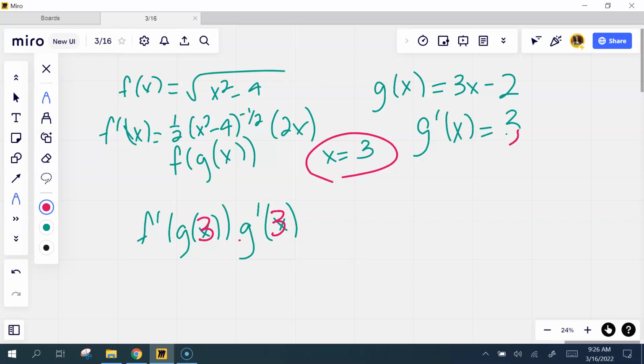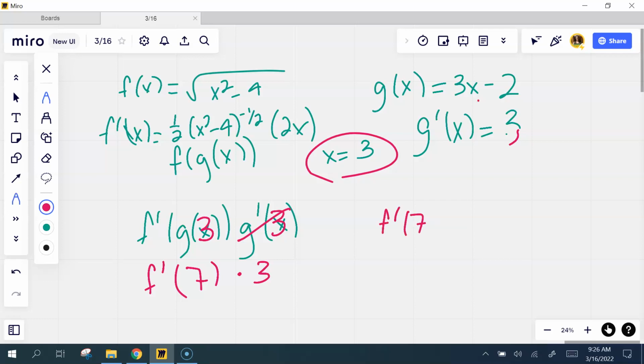And I'm putting in a 3 here and a 3 here because it said at x equals 3. Well, this just becomes 3, right? This one, regular g of 3. 3 times 3 is 9, minus 2 is 7. So now I need f prime of 7. This was a lot of calculation. I felt like that was the hardest part here.